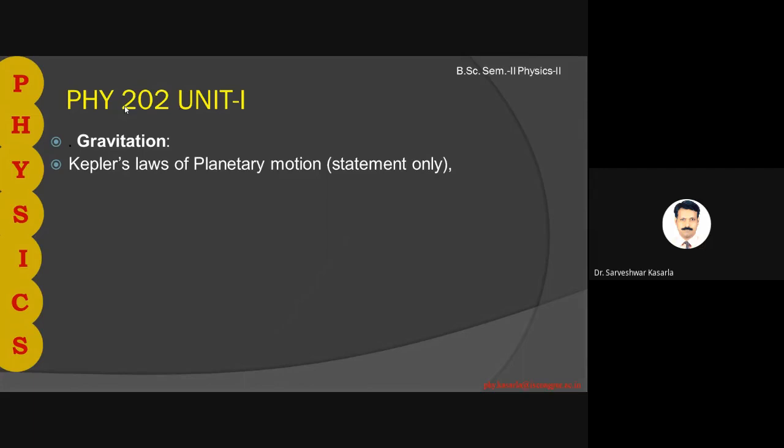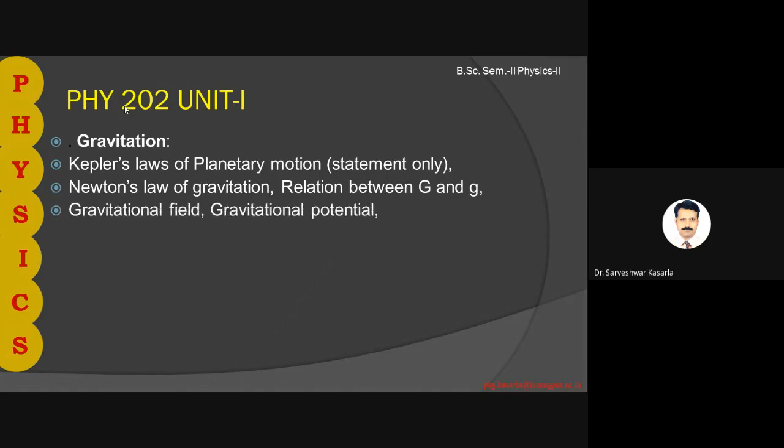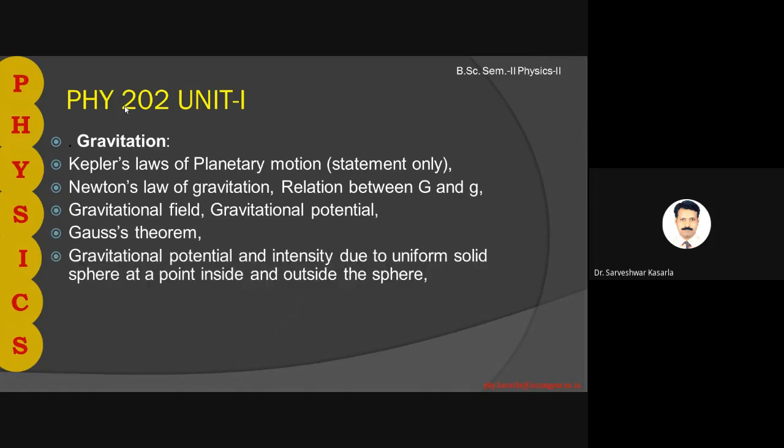Gravitation, here we see Kepler's laws of planetary motion, only statement, Newton's laws of gravitation, relation between G, capital G and small g. Capital G is the universal gravitational constant. Small g is the acceleration due to gravity, gravitational field, gravitational potential, Gauss theorem, gravitational potential and intensity due to a uniform solid sphere at a point inside and outside the sphere, gravitational self-energy of a galaxy.